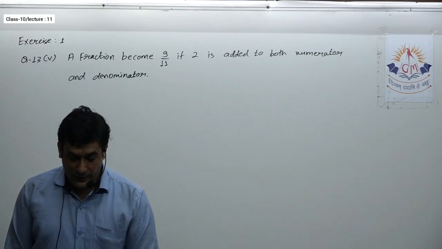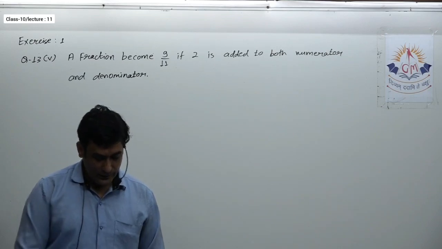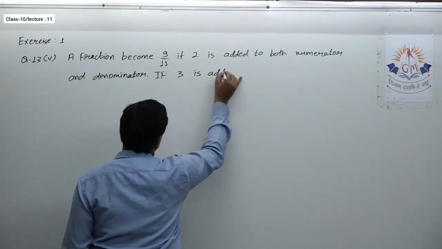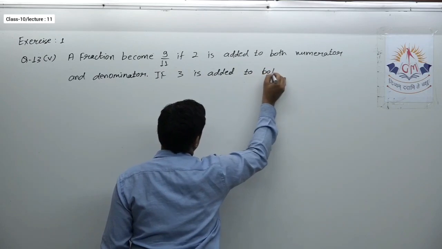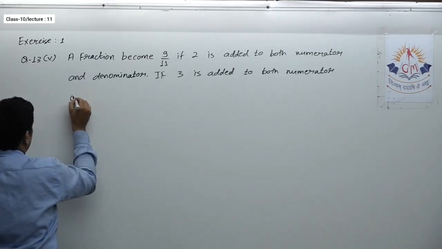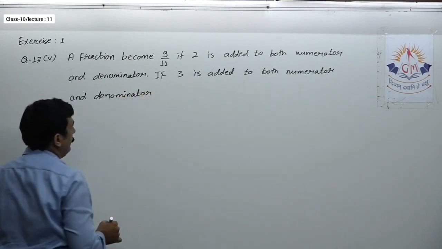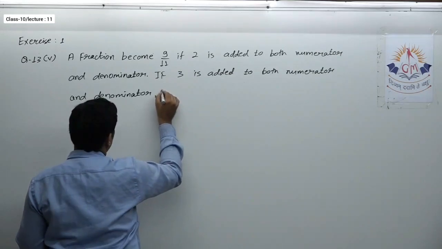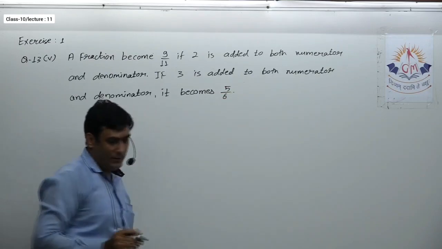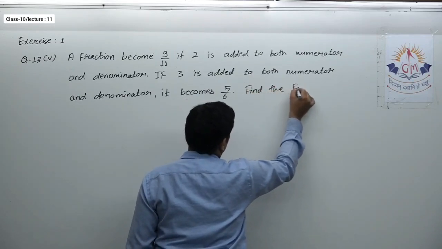If 3 is added to both numerator and denominator, then it becomes 5 by 6. Find the fraction.